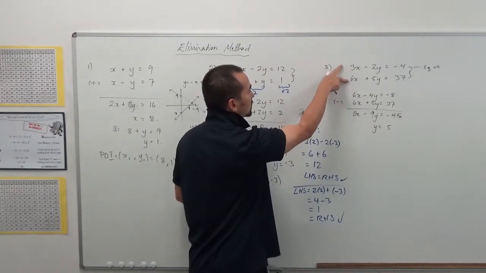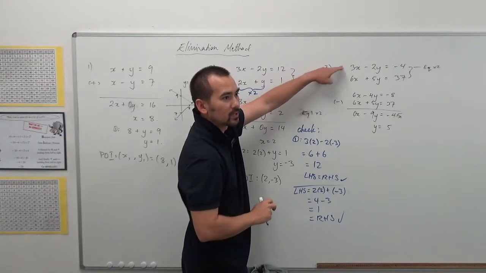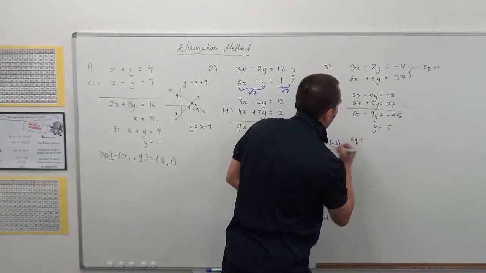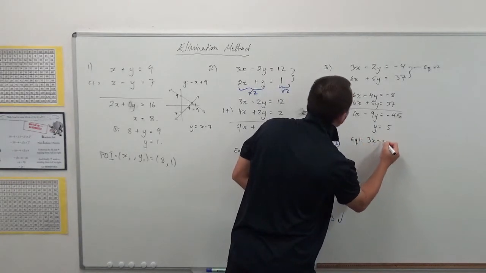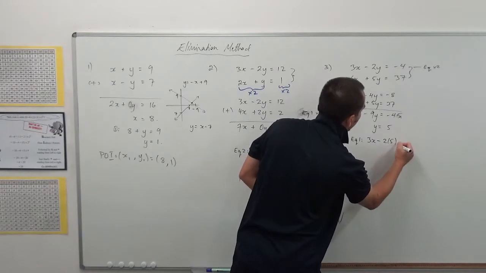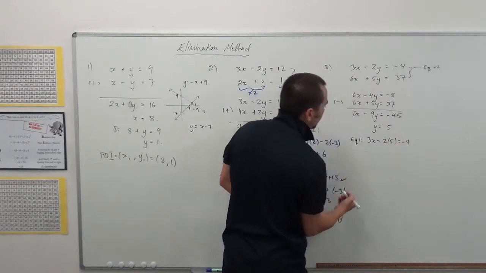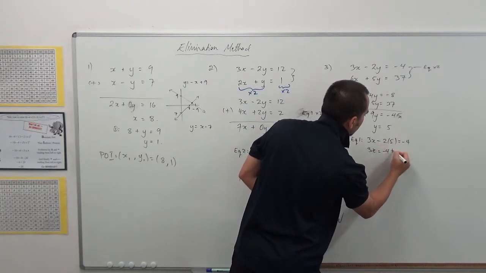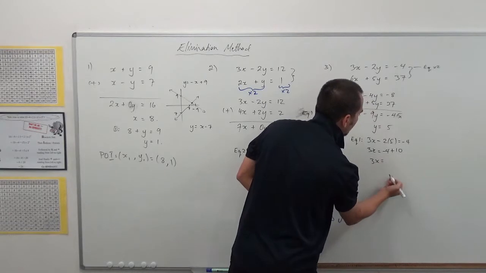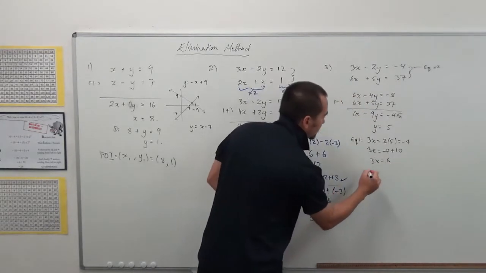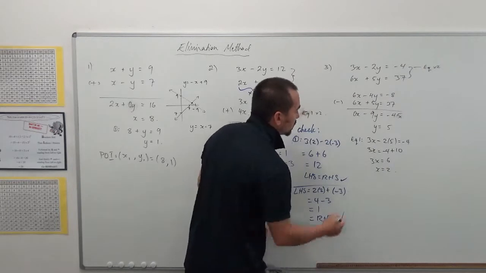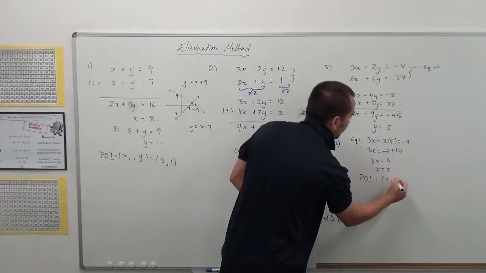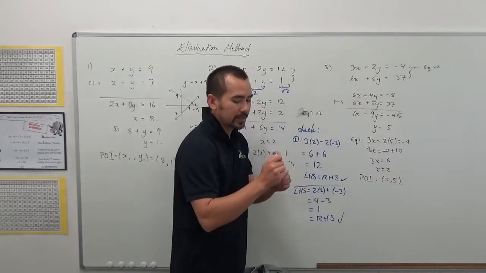Now choose the easier of these two equations. The top one is perhaps easier. So if we say equation 1, and we say 3x, take away 2 times y is equal to negative 4, then 3x is equal to negative 4 plus 10, which is 6, and that means x is 2, and our point of intersection is 2, comma 5. Do a quick check.